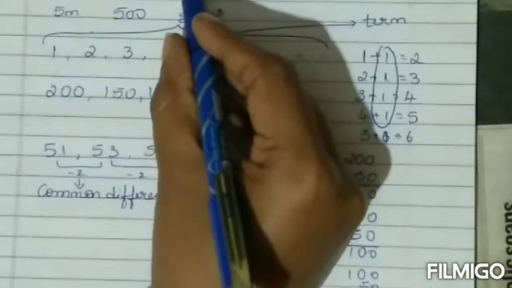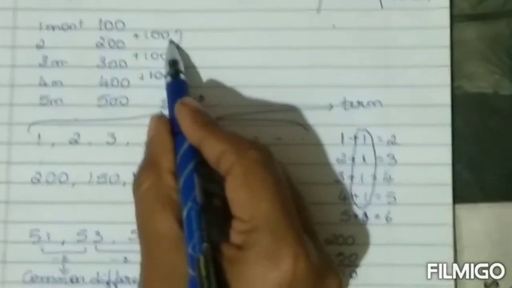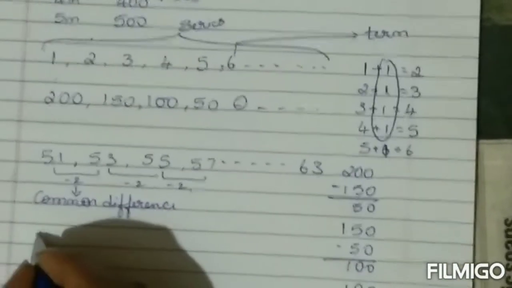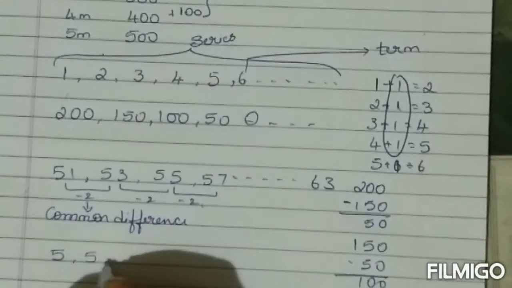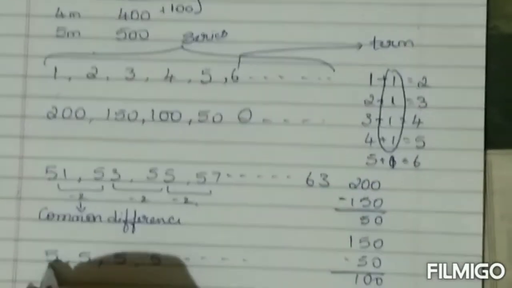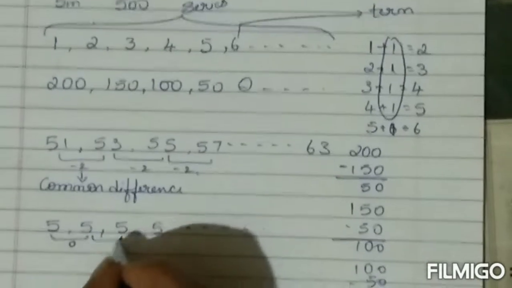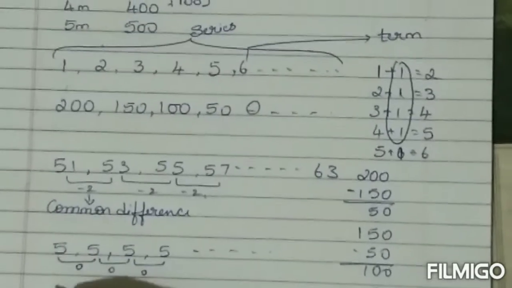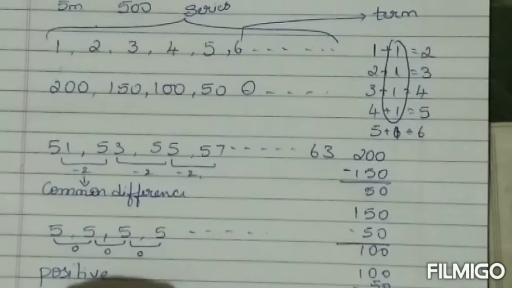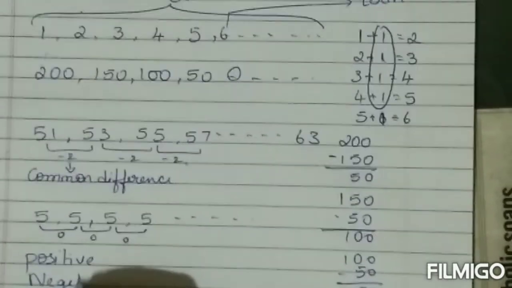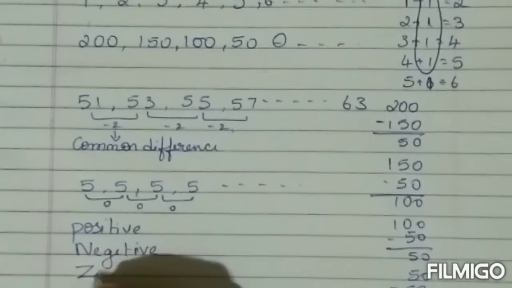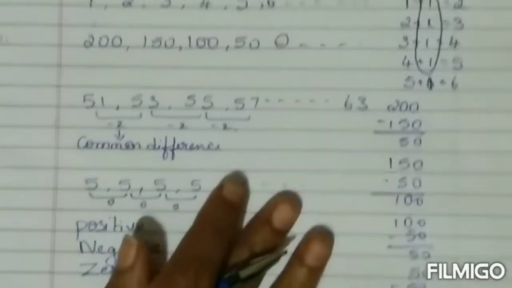Here common difference is a positive number. Here common difference is a negative number. Even common difference could be 0 also. Okay. Common difference is 0. So common difference could be positive or negative or even 0. So you got to know.